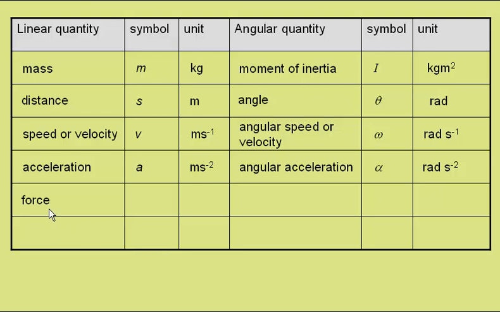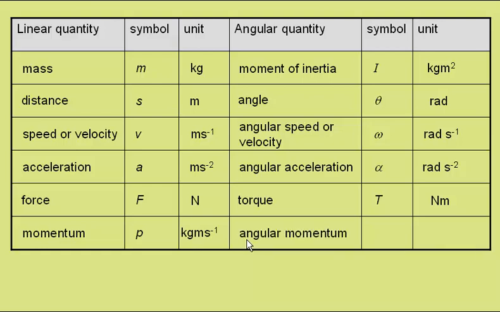The linear quantity of force is given the symbol F, and is measured in newtons. The angular equivalent would be torque, which, as we've seen, is given the symbol T, and is measured in newton meters. And finally, the linear quantity of momentum is given the symbol p and has units of kilogram meters per second. The angular quantity is angular momentum, given the symbol L, and has the units of kilogram meters squared radians per second.